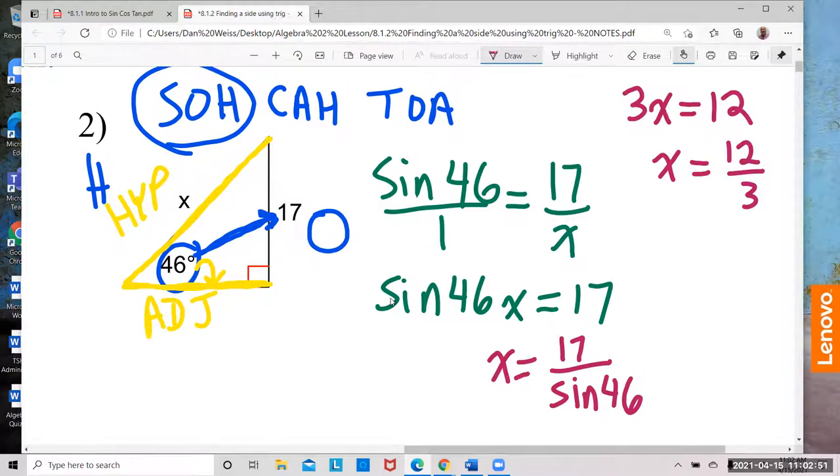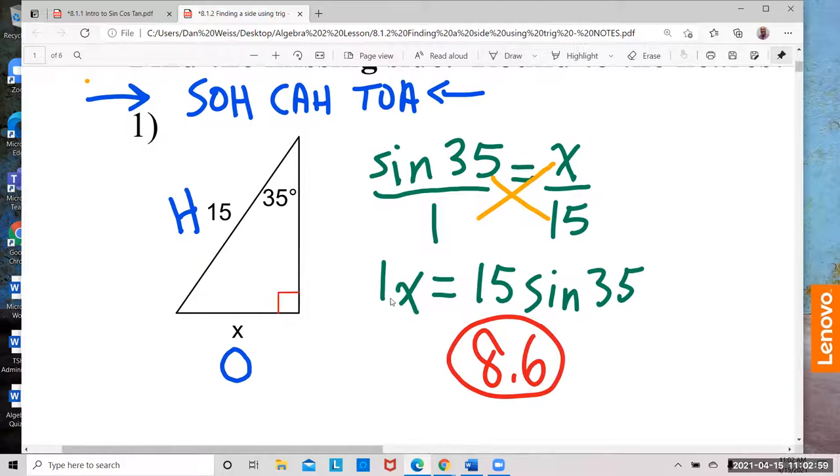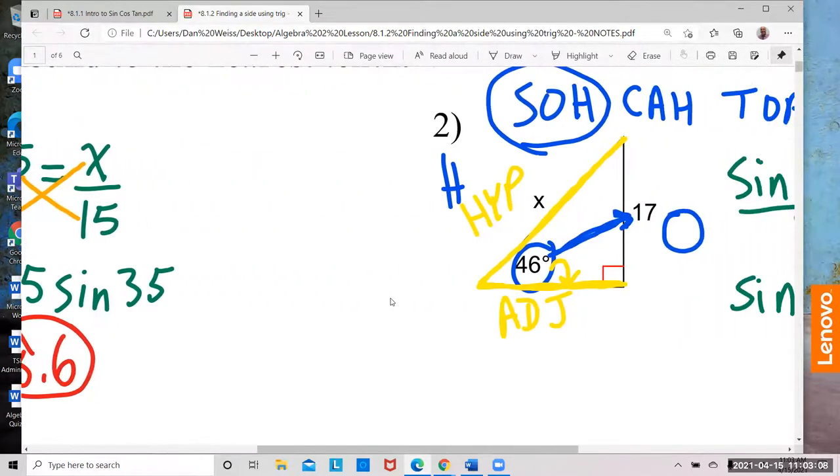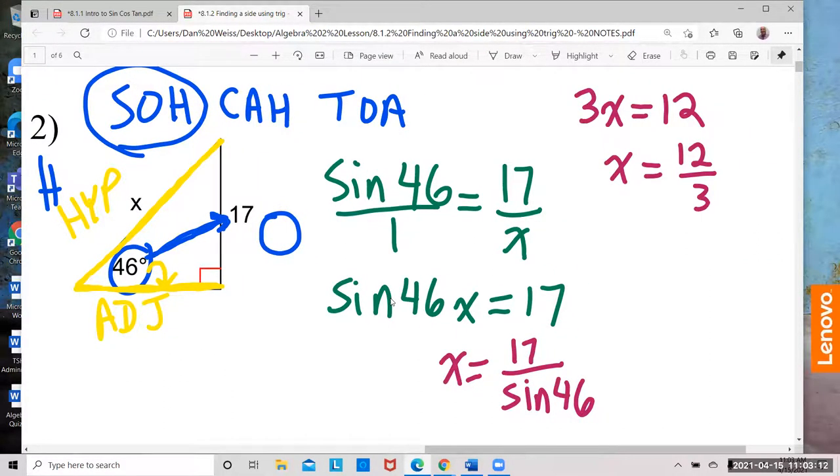So I'm supposed to divide every time? Not every time. See here, in this problem, x was on top. Okay, x was on top because x was opposite. But in this problem, x is the hypotenuse. X is on the bottom. So when x is on the bottom, we're going to divide. If x is on top, you're going to multiply. You understand?